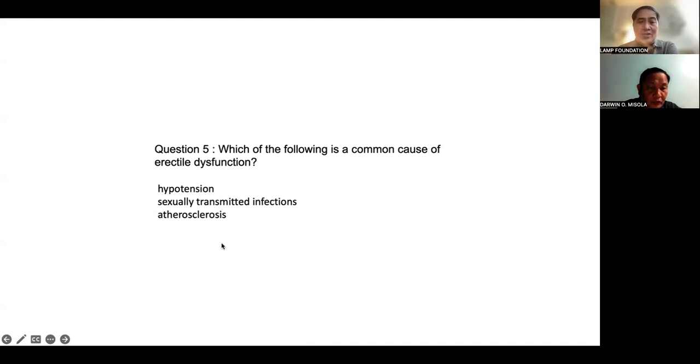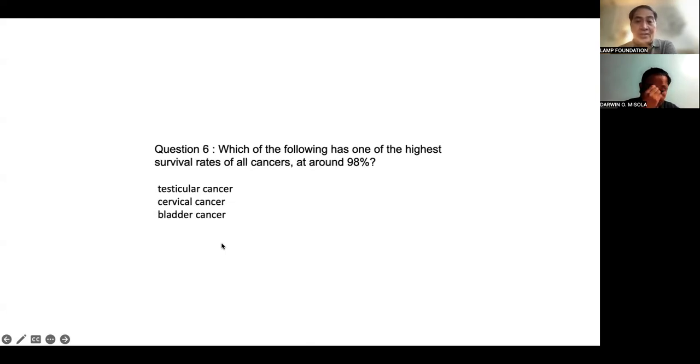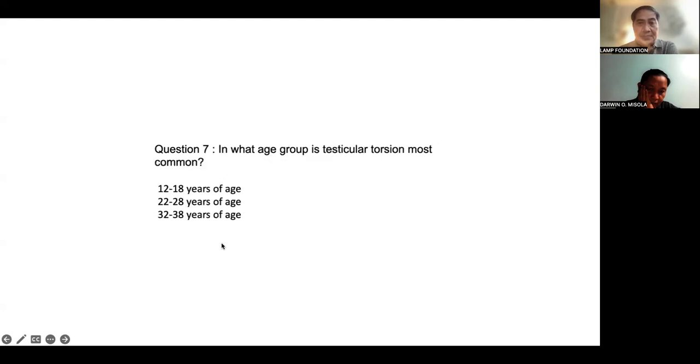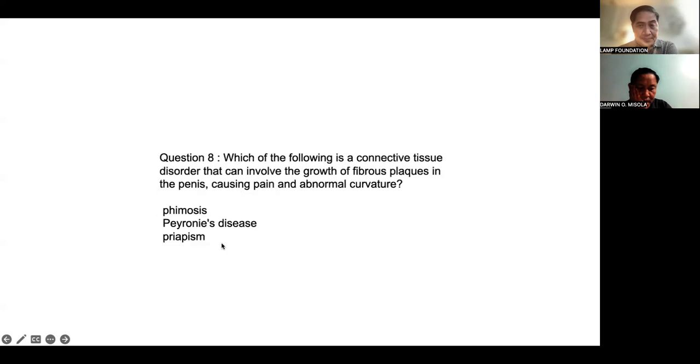Atherosclerosis, Doc. So there are two. Hardening of the arteries, atherosclerosis, Doc. Sclerosis. Okay. Which of the following has one of the highest survival rates of all cancers, at around 98%? The testicular cancer, Doc. In what age group is testicular torsion most common? 12 to 18 years, Doc.